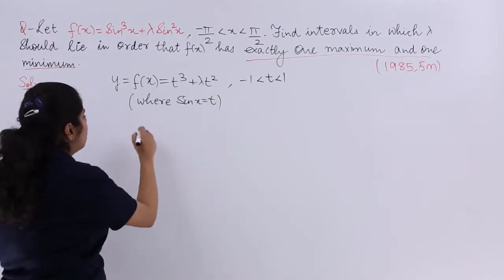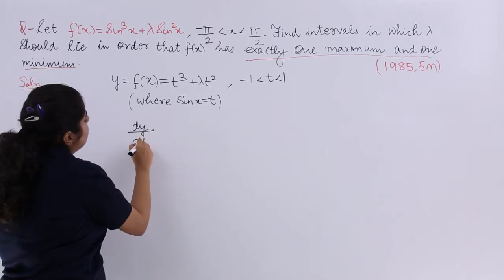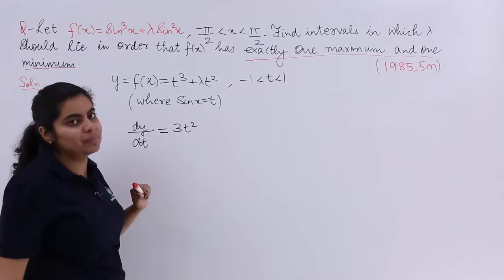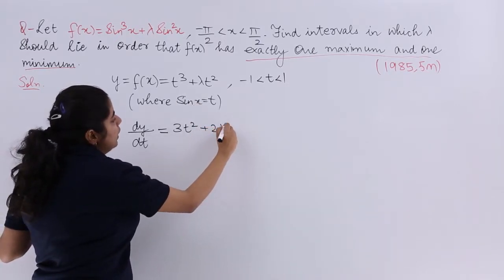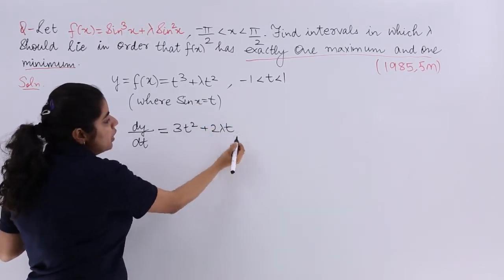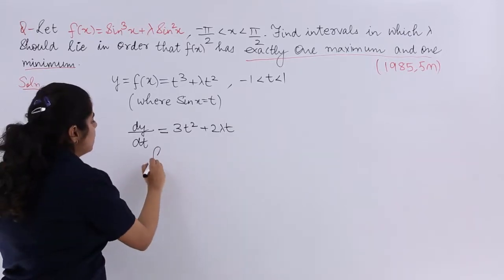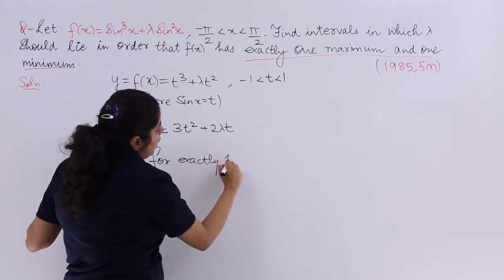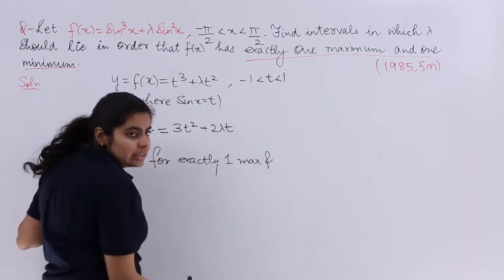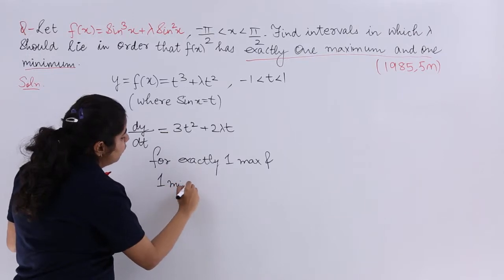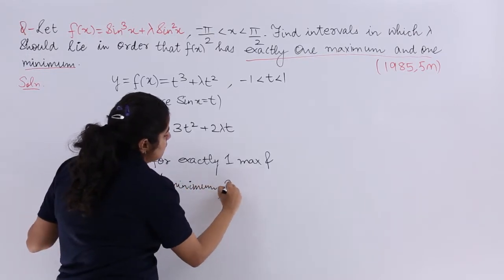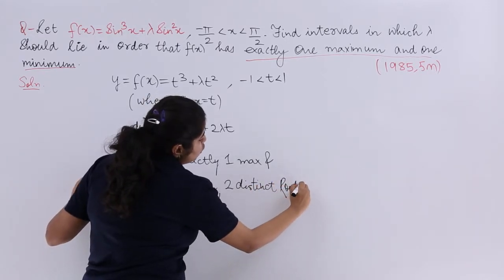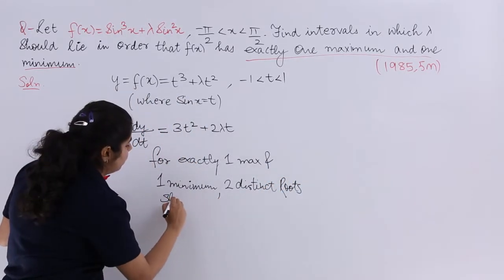Definitely the derivative has to be found out. So let me find dy/dt. t³'s differentiation with respect to t is 3t², λt² gives 2λt, and you know for maximum or for minimum, so I write, for exactly one maximum and one minimum, what should be done? There should be two distinct roots. Two distinct roots should exist, that I know.